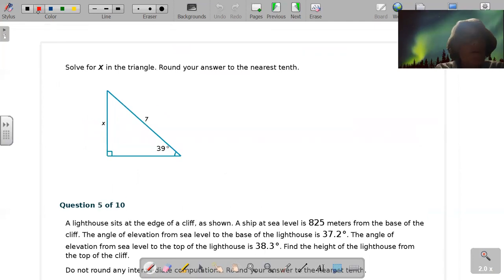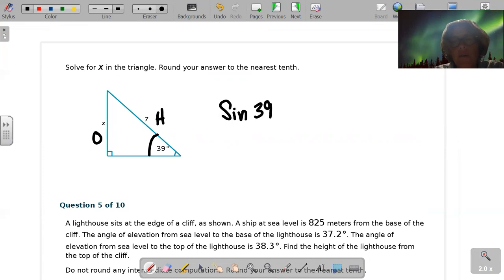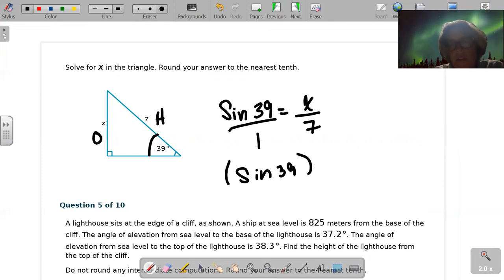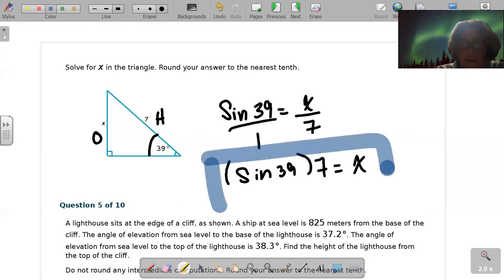Taking a look here, from 39, this is your opposite, this is your hypotenuse, so this would be sine of 39 degrees equals x over 7, and you cross multiply, sine of 39 times 7 equals x, and you are done.